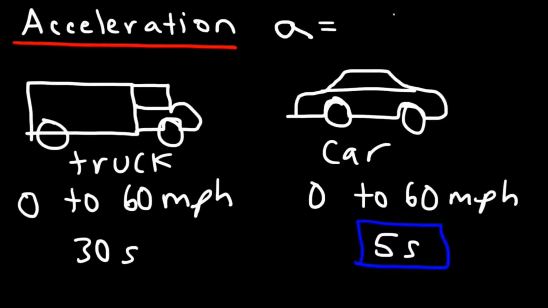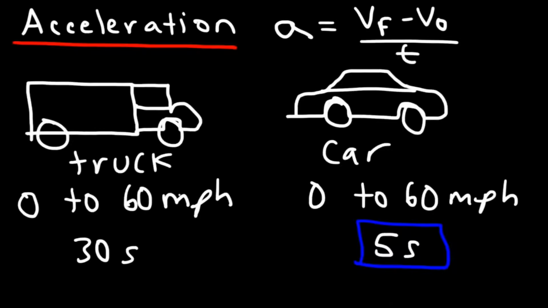Acceleration is defined as the change in velocity divided by the change in time, which sometimes you can write as t. So you can write it this way. You see the triangle, this means the change. So acceleration can be defined as final velocity minus initial velocity, divided by time.